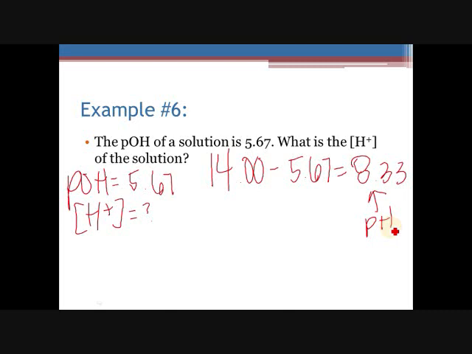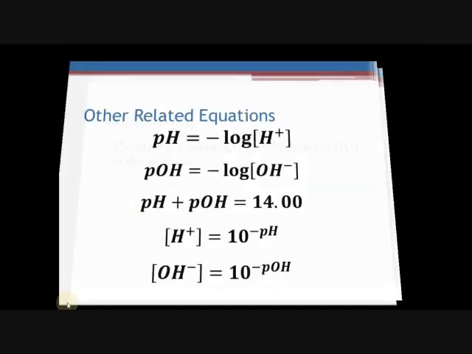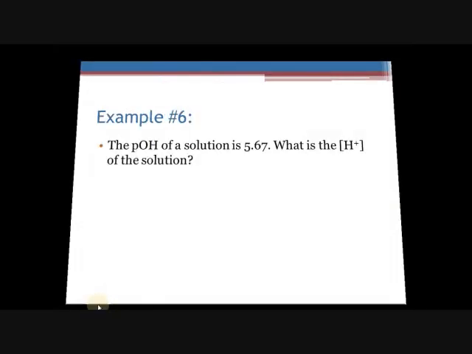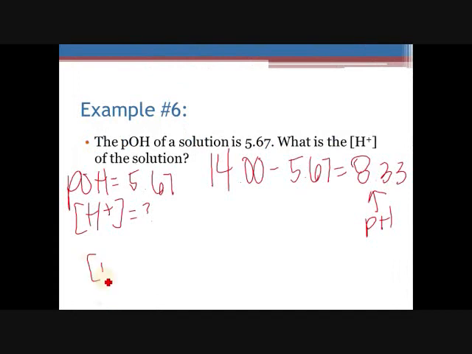And then, so now that I have the pH and I want the H+, well, looking back at the equations again, this equation right here has H plus solved for, and I could plug the pH in here. So, setting that up, the H plus is equal to 10 to the negative pH. So my H plus is 10 to the negative 8.33.